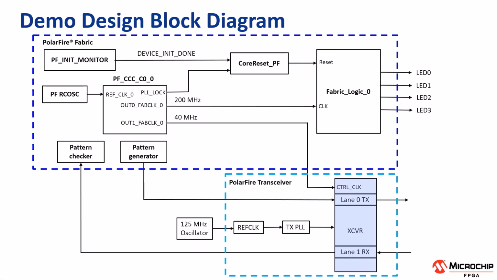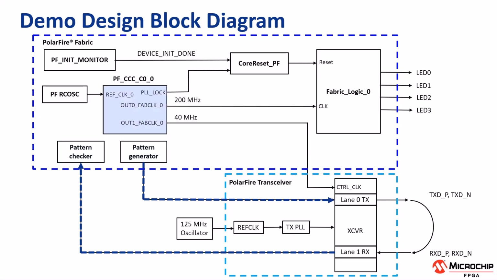The transceiver block has two lanes running the 10GBASE-R protocol at 5 gigabits per second. The lanes are looped back on the PolarFire kit. A pattern generator implemented in the FPGA fabric provides the transmit data, and a pattern checker implemented in the FPGA fabric checks the receive data and generates an error if the received data doesn't match the transmit data.